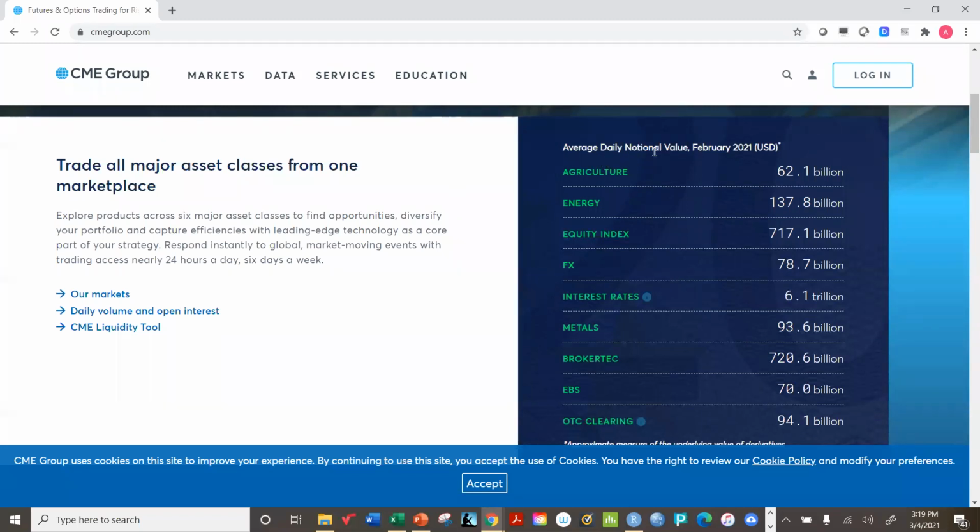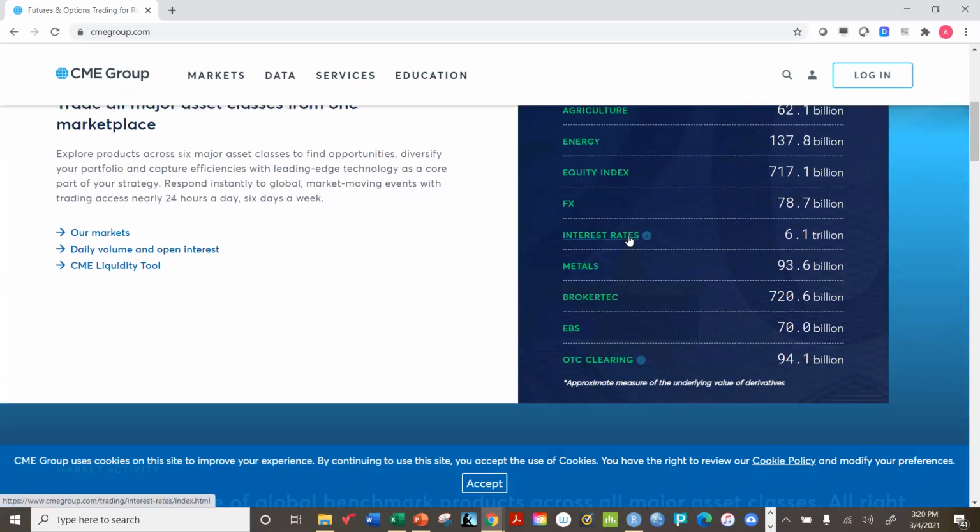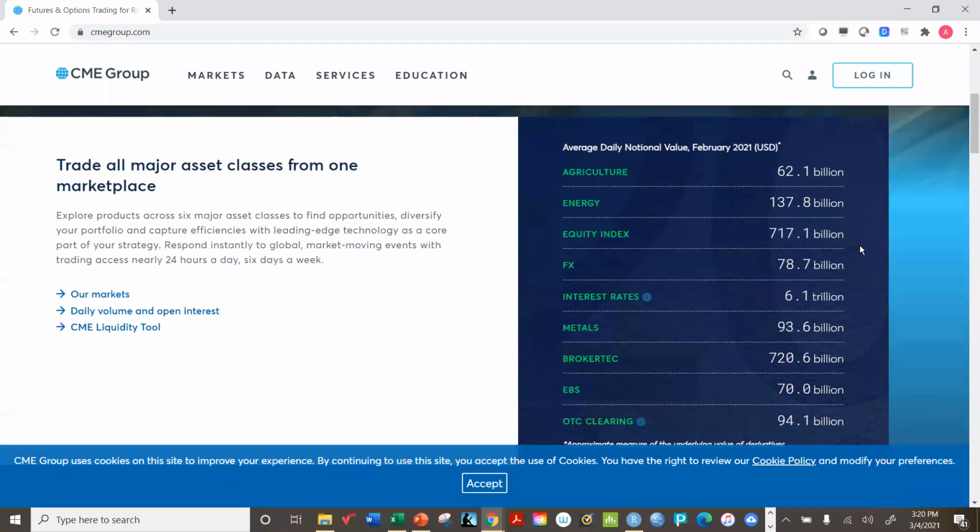They're telling you that the average daily notional value, that's the value underlying the contracts, for all foreign exchange derivatives is $78.7 billion a day. Now, that doesn't sound like much. Let's look at some of these other ones. With equity indexes, it's over 700 billion. With interest rates, the amount underlying these contracts is over $6 trillion every single day. So people who buy these contracts are either speculating on foreign exchange risk or they are hedging it.